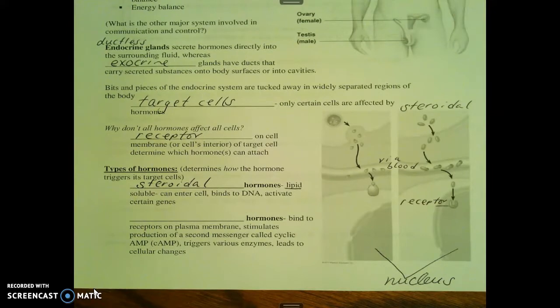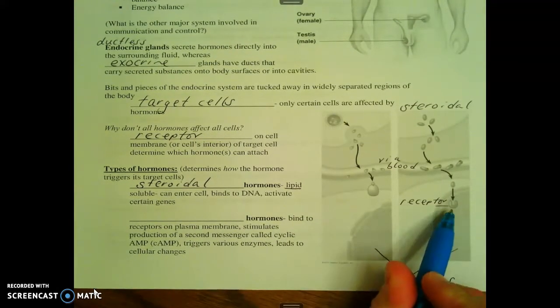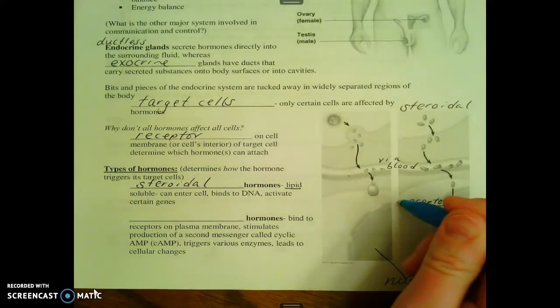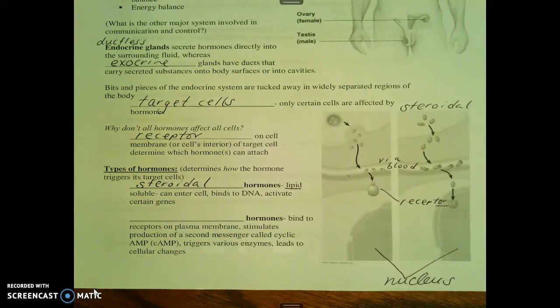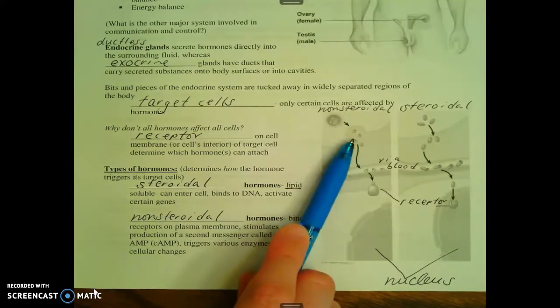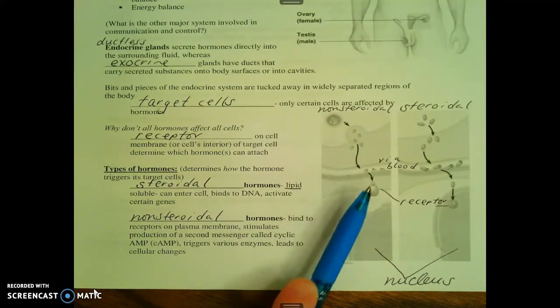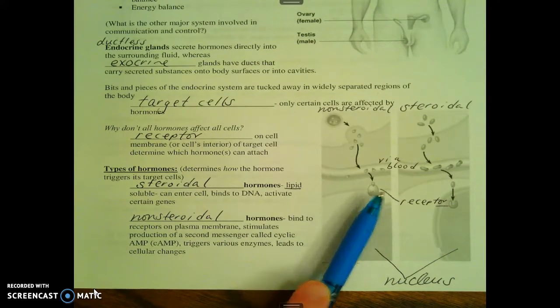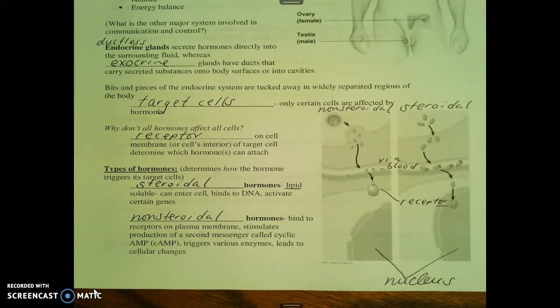Non-steroidal hormones, on the other hand, are water soluble, and that means they're going to have a harder time getting through the plasma membrane. So it makes sense that instead of having a receptor inside the nucleus, like the steroidal hormones did, their receptor would be on the plasma membrane. Here we can see non-steroidal hormones being released via exocytosis, traveling through the blood, and binding to that receptor on the plasma membrane. From there, we'll see transduction and response.